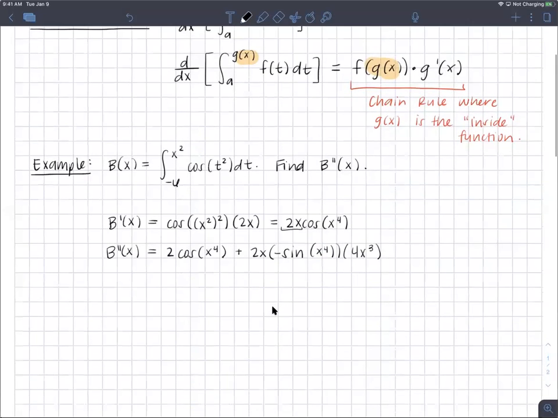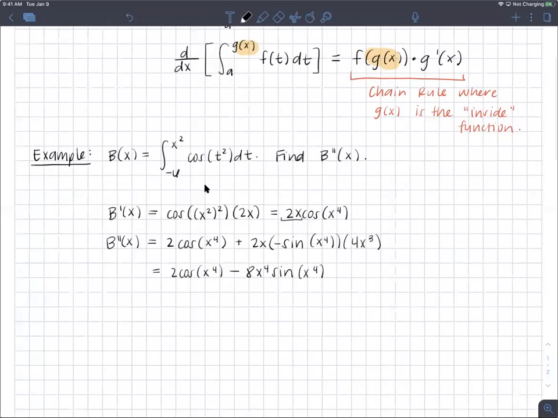And so you can simplify this a little bit, make it look a little bit nicer. So 2 cosine x to the fourth, and then minus 8x to the fourth sine x to the fourth. And so there's your answer. So any questions about the fundamental theorem of calculus, the first part of it, and using the chain rule with it?